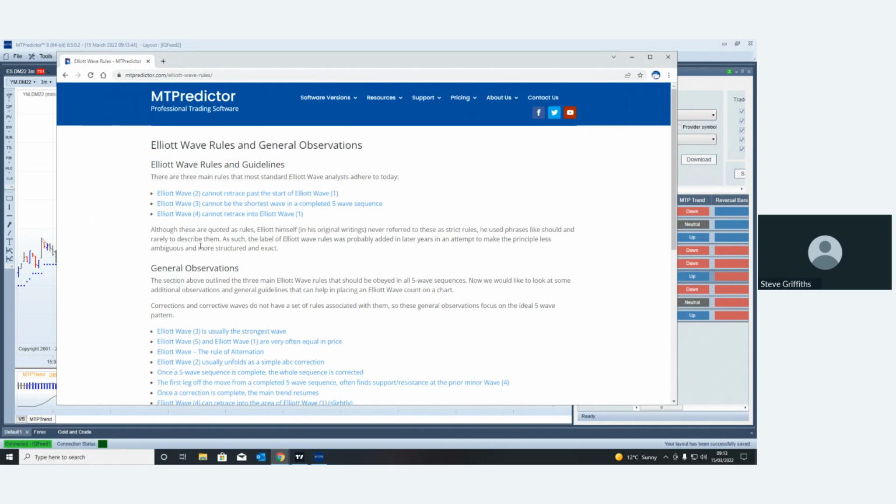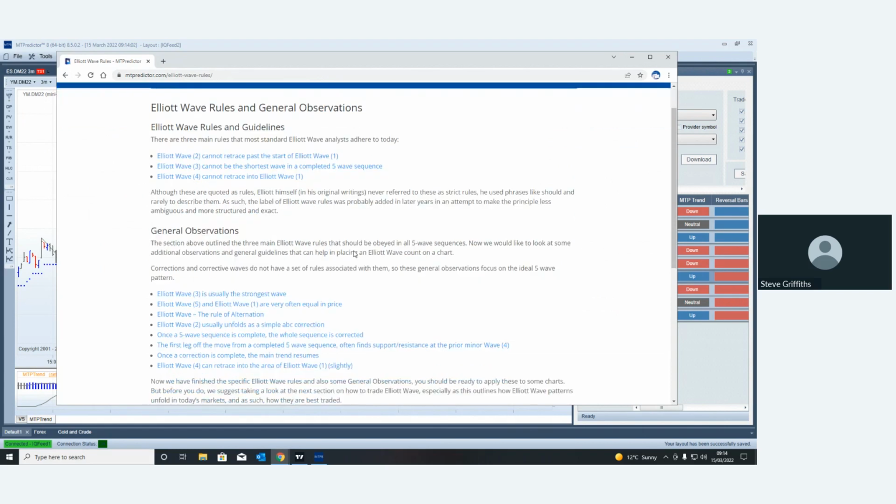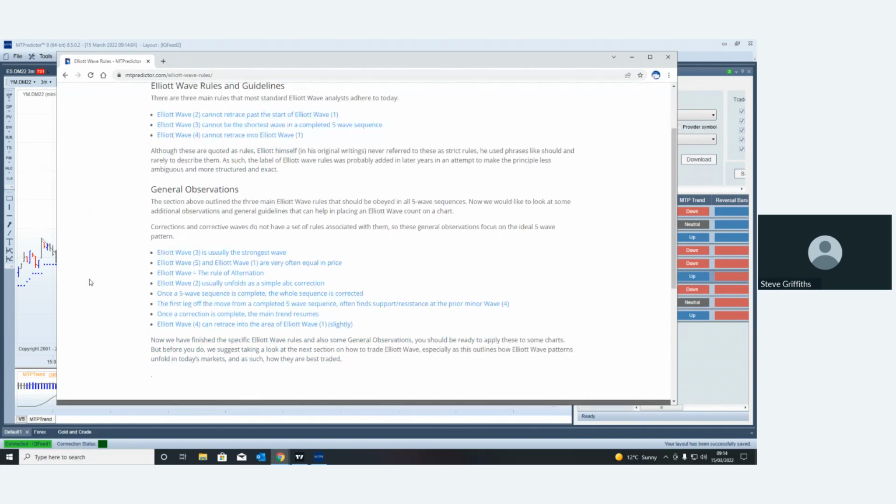Elliott wave is fairly simple. It only has 3 rules: wave 2 cannot go past the start of wave 1, wave 3 is usually the longest, and wave 4 cannot retrace into the area of wave 1. They're the basic 3 rules that Elliott wave has to obey. There's also some general observations. For example, Elliott wave 3 is usually the strongest.